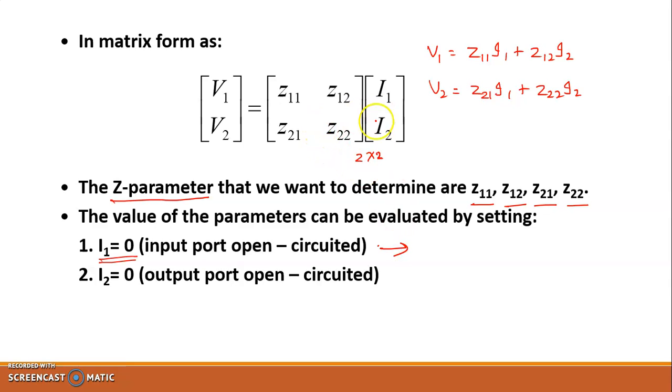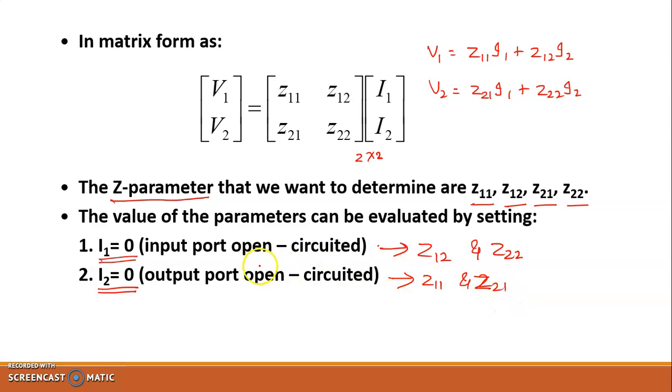So from this equation, if I1 is equal to 0, I will be getting the parameters Z12 and Z22. And the second thing is, you can make the output port open circuit. That means if the output port is open, there is no current flow through that particular port, and that means I2 is equal to 0. If you make I2 equal to 0, you can find Z11 and Z21. Okay, so this is the procedure for finding the values of Z12, Z22, Z11 and Z21.